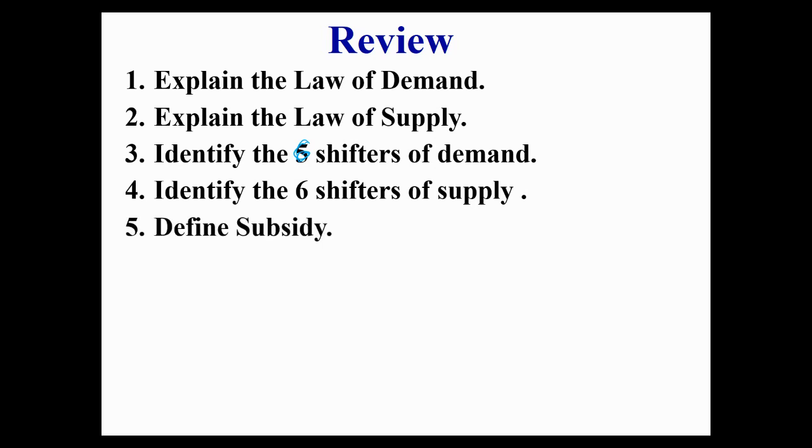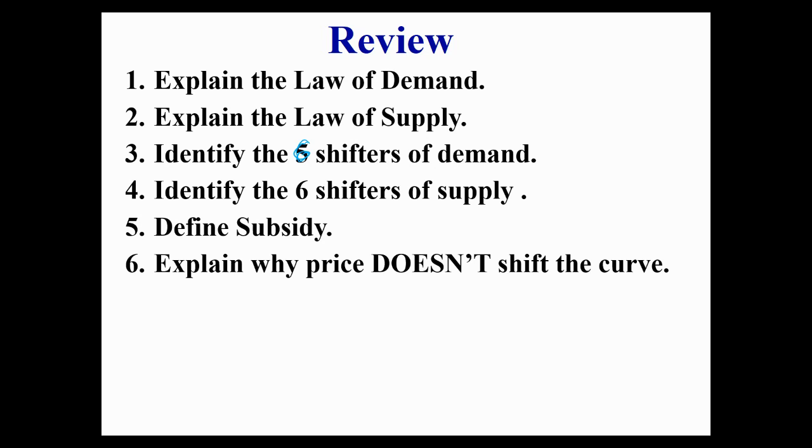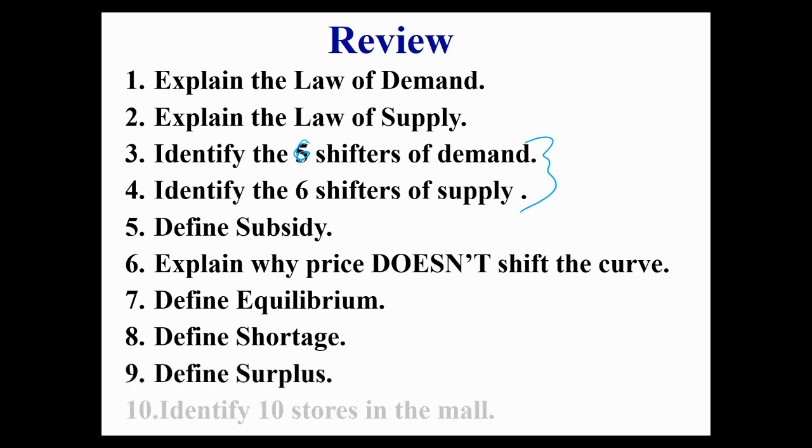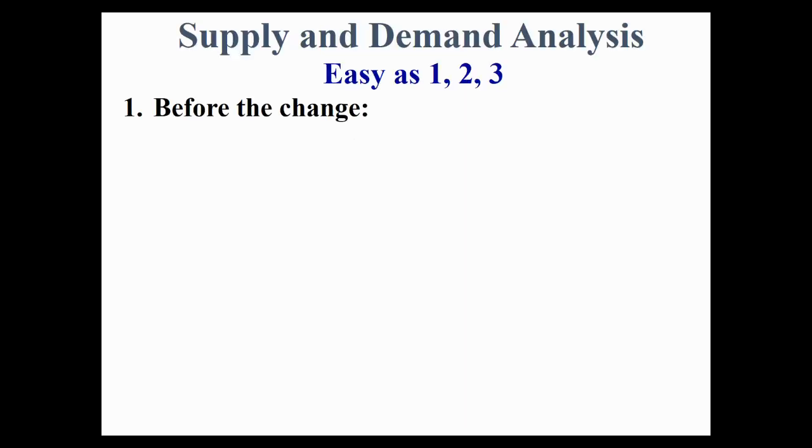We should know what a subsidy is. We talked about that. We should be able to explain that price doesn't shift the curve. The determinants shift the curve. When there's price changes, those are slides along the curve. We should know what equilibrium is, equilibrium price, equilibrium quantity. Okay, we should know those things. We should know what a shortage or a surplus is. We should know those basic ideas.